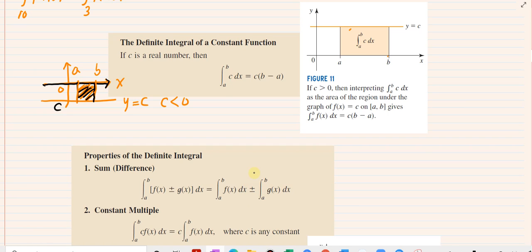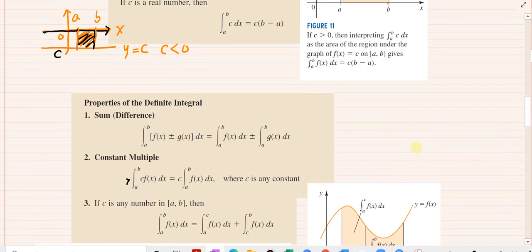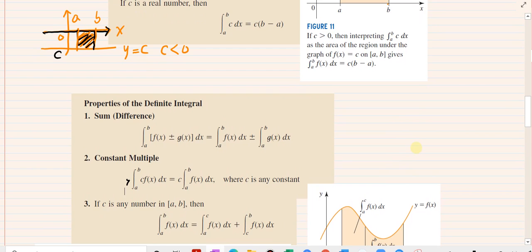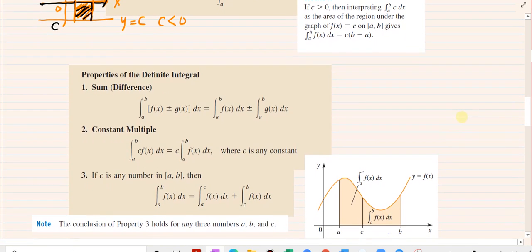The constant multiple rule allows us to bring the constant outside of the integral. That's the constant multiple rule. And number 3 reads that if c is any number inside of the interval, then the definite integral from a to b of f of x dx can be written as the integral from a to c plus the integral from c to b.